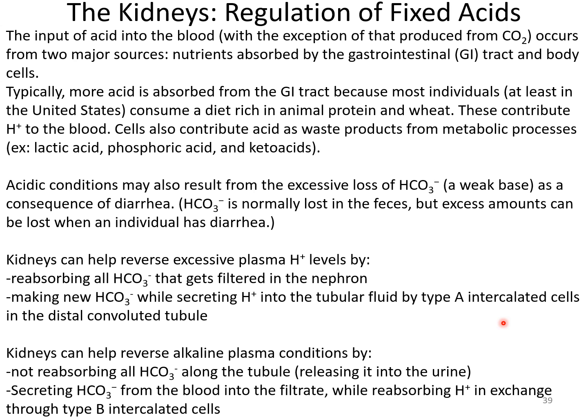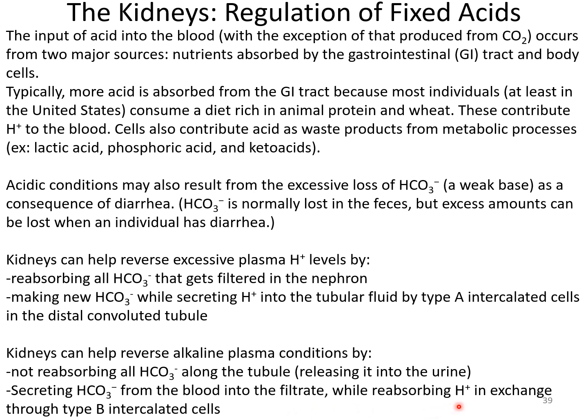Okay, kidneys can help reverse alkaline conditions. Alkaline is just the opposite of acidic conditions. So by either not reabsorbing all of the bicarbonate along the tubule, which means we're going to excrete some of it in the urine, or by secreting bicarbonate from the blood into the filtrate. So if it was already filtered and then reabsorbed, but the conditions are alkaline and we need to make them a little more acidic, we can secrete this. We can move it back from the blood into the tubular fluid and excrete it with the urine.